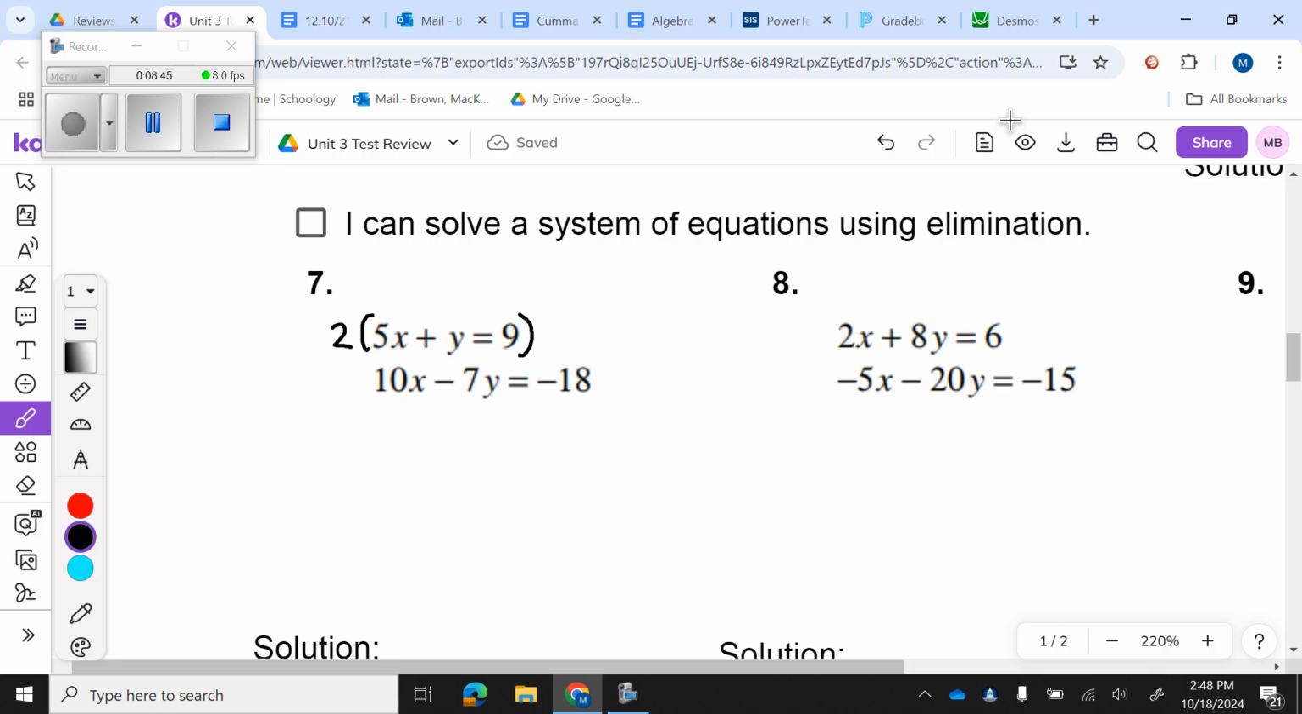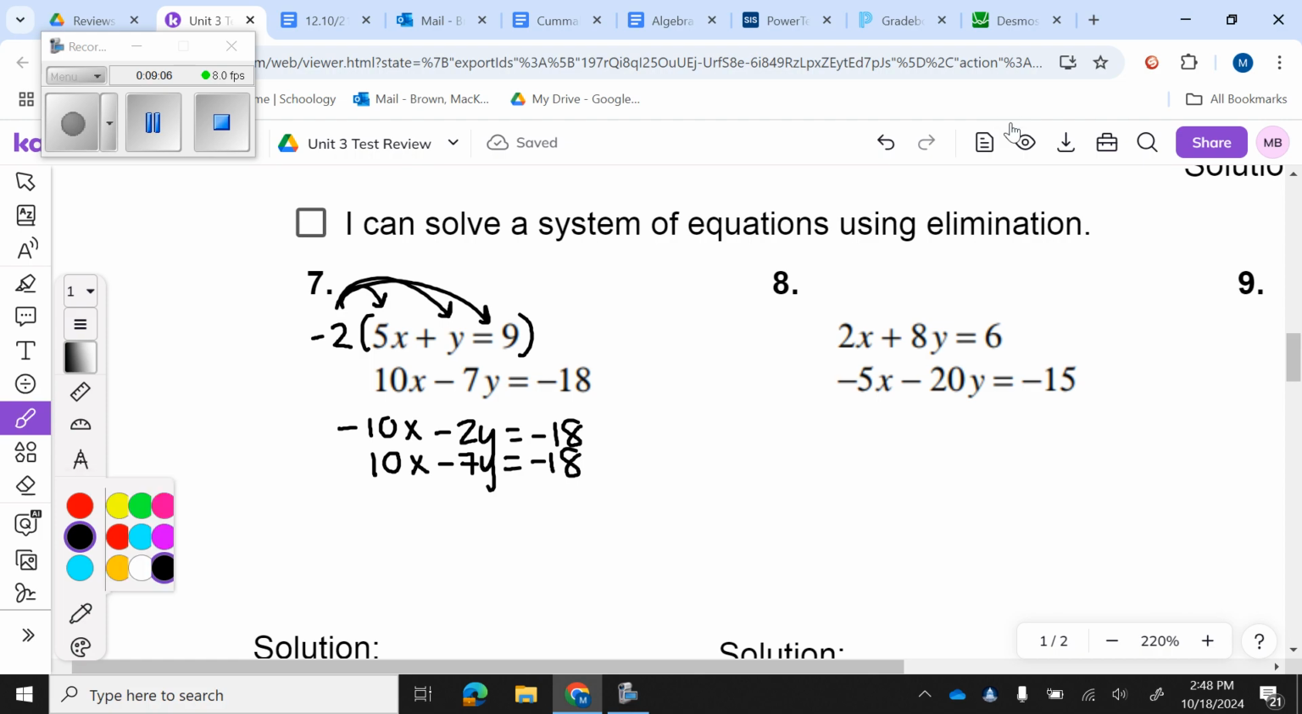But they got to have opposite signs, so I'm going to go ahead and multiply everything in this top equation by a negative 2. So I'm going to distribute negative 2 into my top equation. I have a negative 10x minus 2y equals negative 18. I'm going to bring down my bottom equation. 10x minus 7y equals negative 18. All right, remember, we're going to add to eliminate.